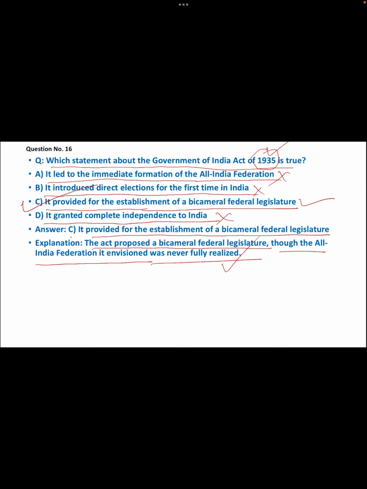So these are some of the important questions regarding the Government of India Act 1935.